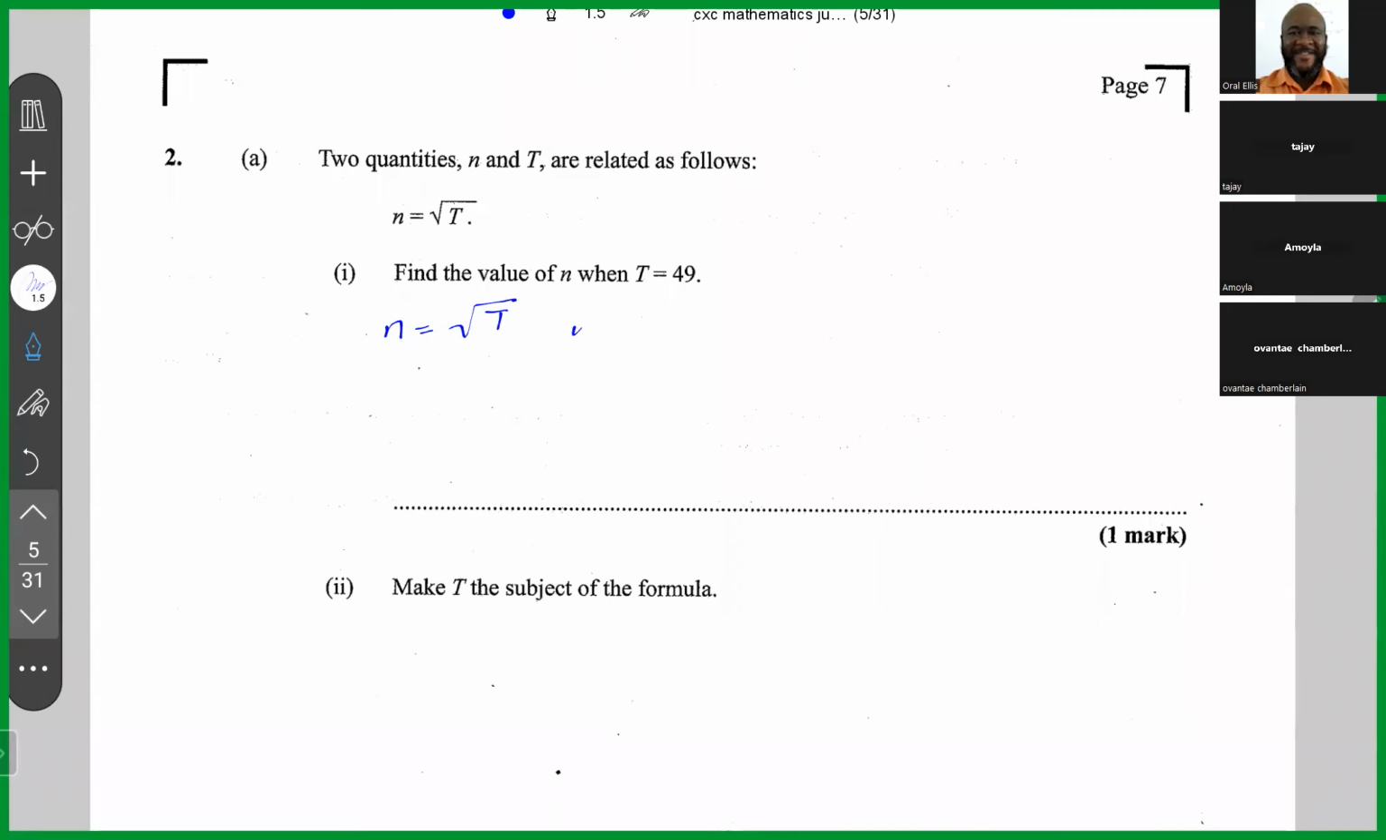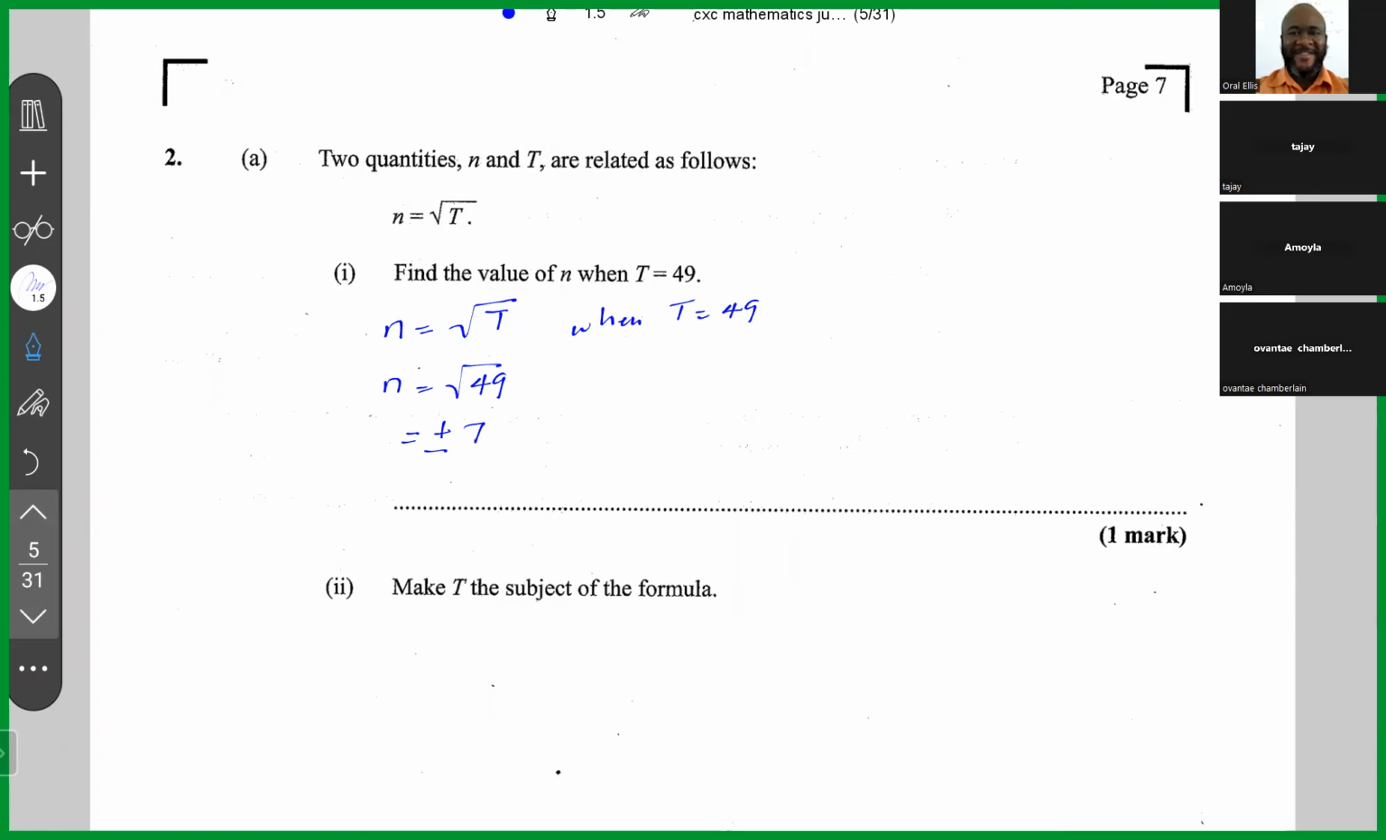Now, when T is equal to 49, N would be equal to the square root of 49, which is positive and negative 7. So whenever you find the square root of a number, you're going to get two answers, one positive and one negative. So the square root of 49 is positive and negative 7.